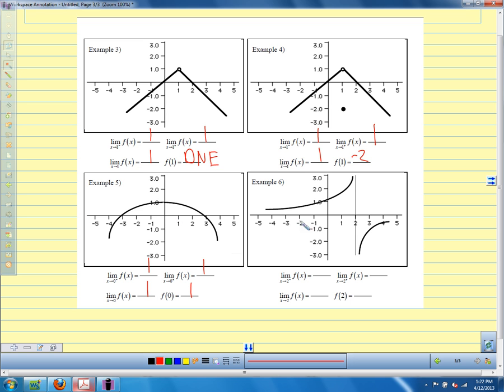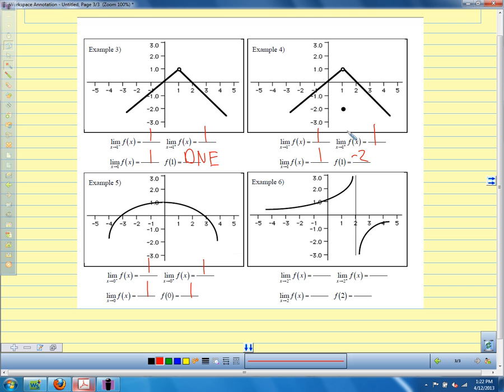All right, now we have something a little different going on here. For example 6, as we approach x equals 2 from the negative side, what's happening to our function, Alex? It's increasing, and we have a vertical asymptote, so it keeps getting higher and higher. So as we get closer and closer to 2, what do we say it's going towards?